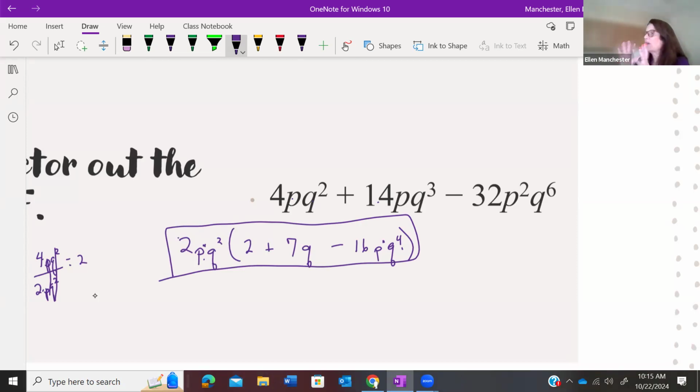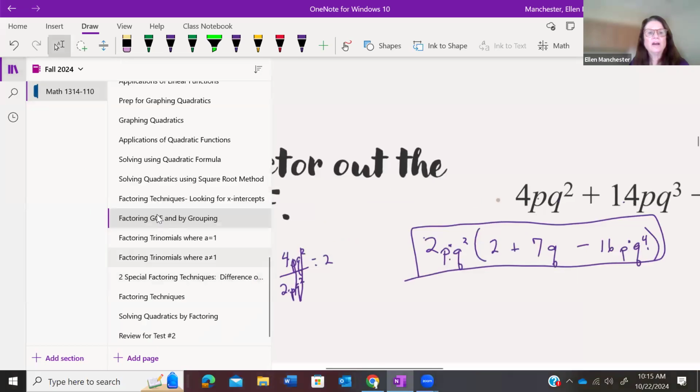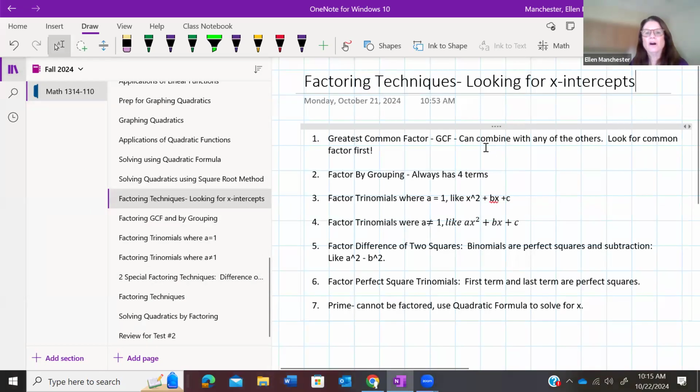All right, now remember, greatest common factor can be used in combination with all the other ones. Okay, now the next one that we're going to do is called factoring by grouping. So you're going to still do greatest common factor. This is just the next level of greatest common factor. How you know you're going to do factor by grouping is you will have 4 terms. Every single time, you'll always have 4 terms. That's how you know you're going to do factoring by grouping.